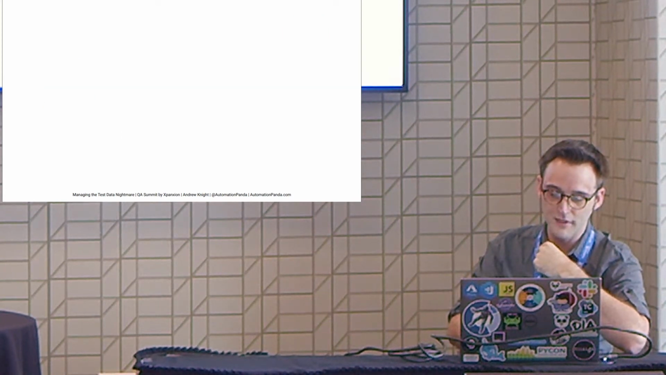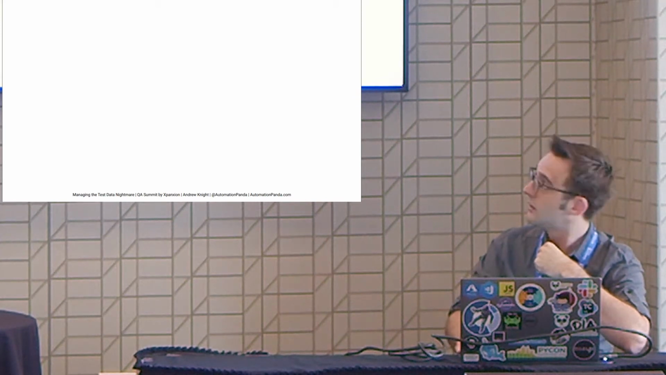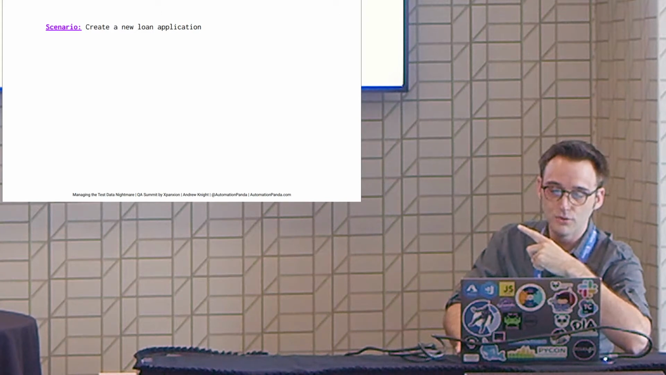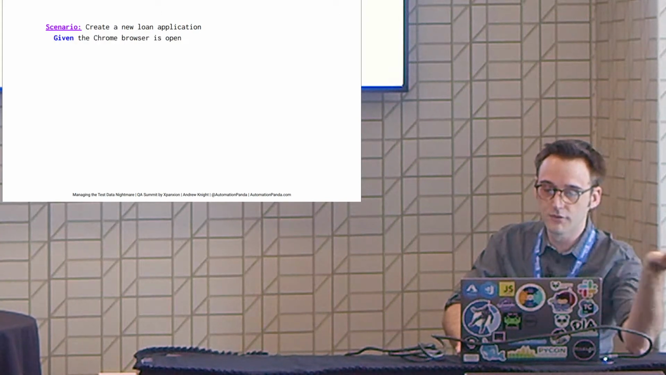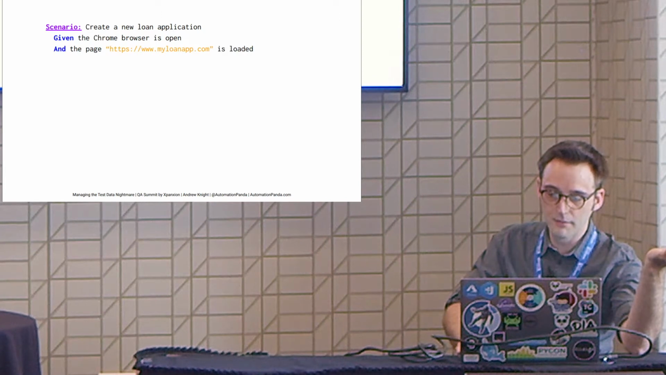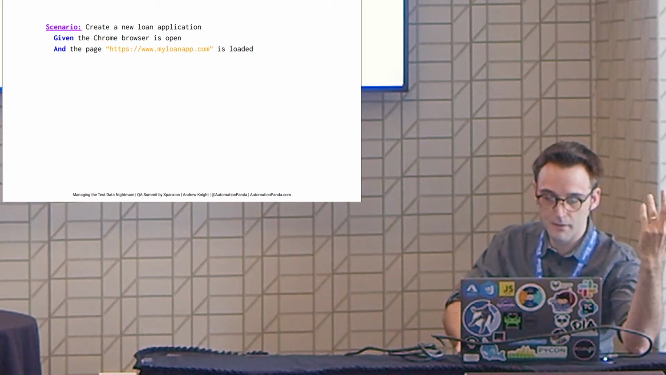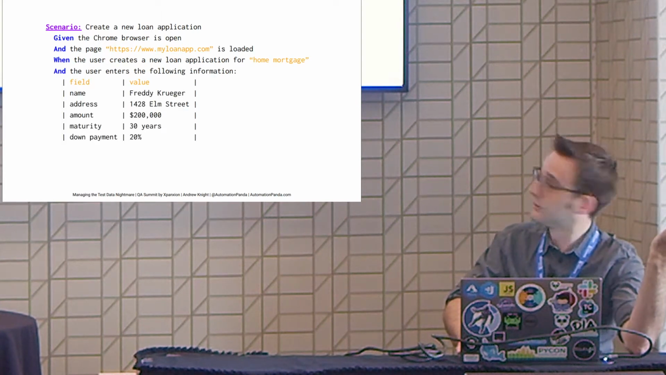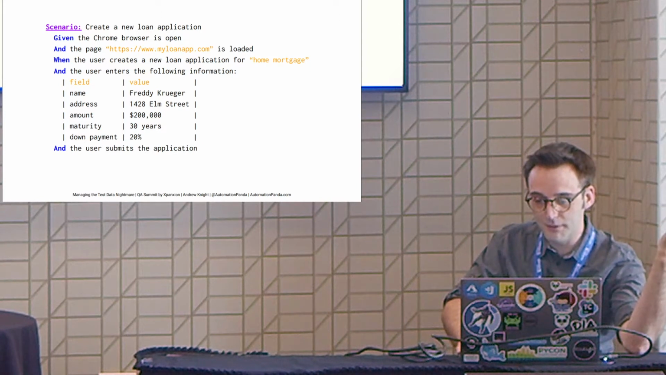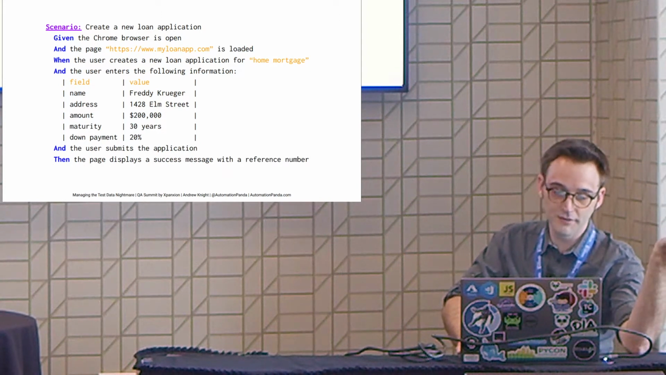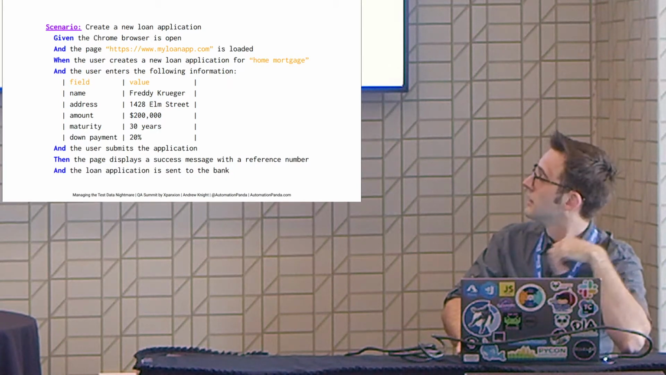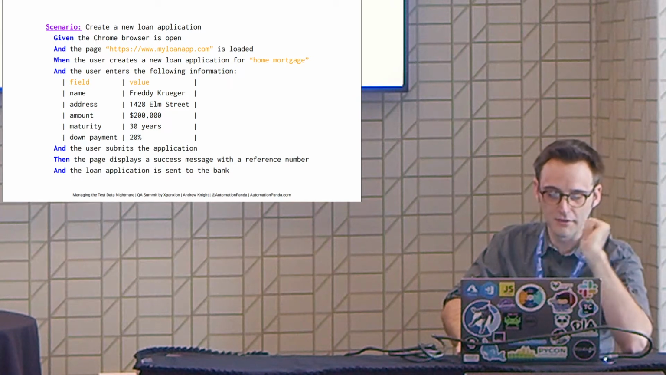We could write a simple test case to exercise the basic application behavior. And I'm going to show this test case in Gherkin because it's basically a pseudocode language for writing tests. Create a new loan application. Given the Chrome browser is open and the page myloanapp.com is displayed, when the user creates a new loan application for a home mortgage, and the user enters all their personal information, and the user submits the application, then the page displays a success message with a reference number, and the loan application is sent to the bank. If you're cringing on some of these steps, it's okay. We'll get back to that later.